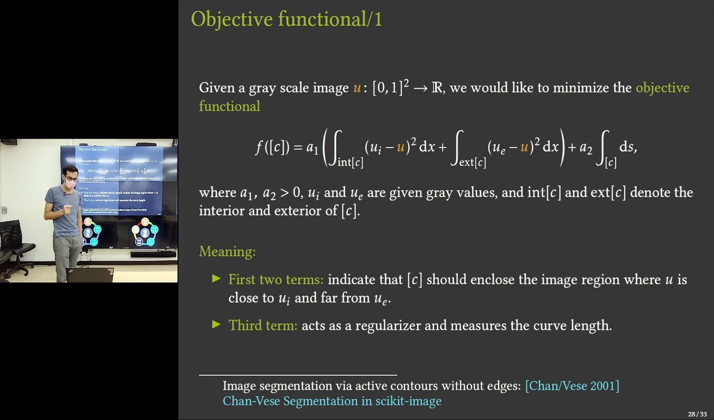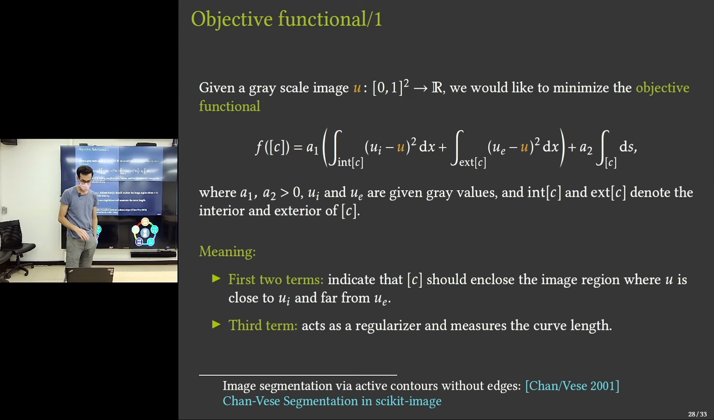Here I highlighted U in yellow because I wanted to see where the grayscale image enters in the functional. So this is our data. We are given a grayscale image, and this U enters in the functional in these two positions, and the others are parameters that we decide, because A1, A2, and UI and UE are our choice.